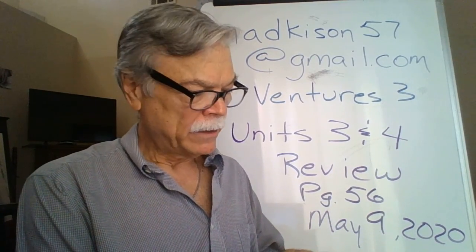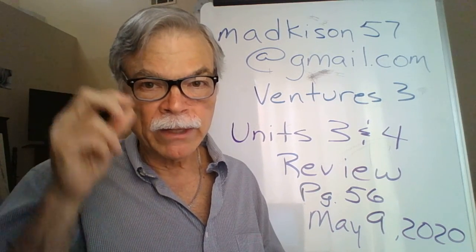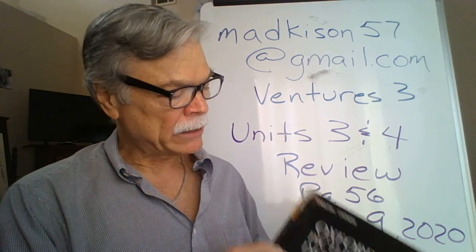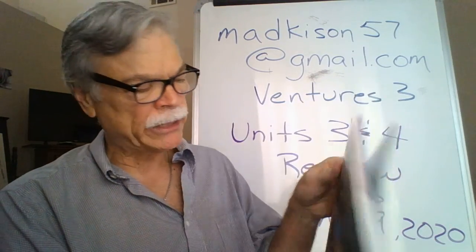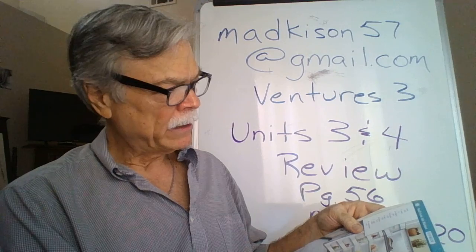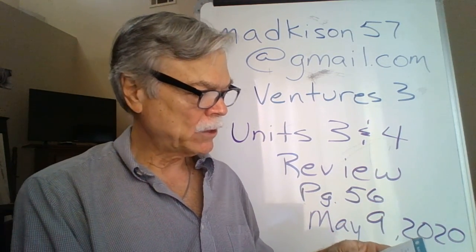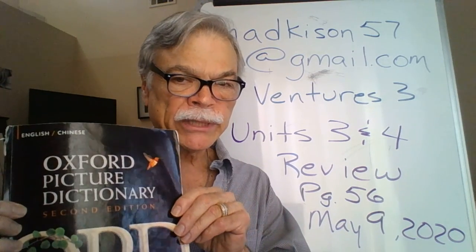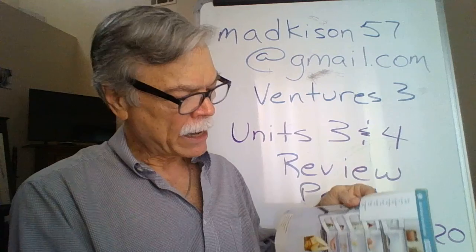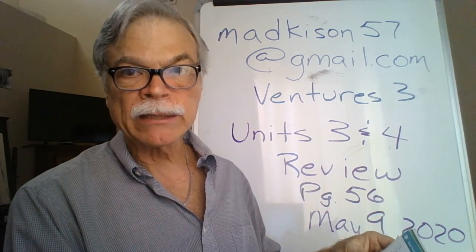All right, now that we've finished the review for Units 3 and 4 from the Ventures3 book, I'd like to move on to pronunciation using the Oxford Picture Dictionary, and this lesson will begin on page 66. So please turn to page 66 in the Oxford Picture Dictionary and follow along as I read the words, and you can pronounce them after me.